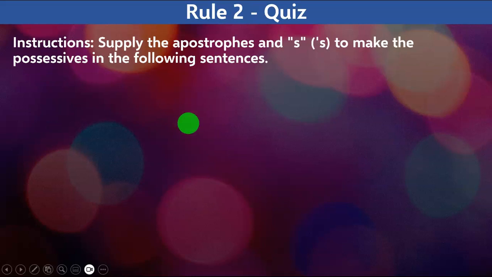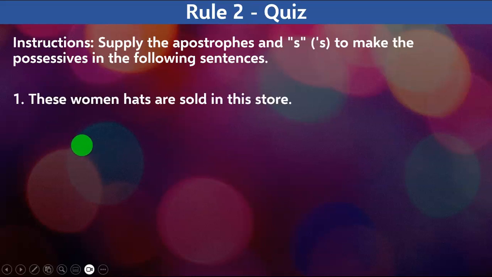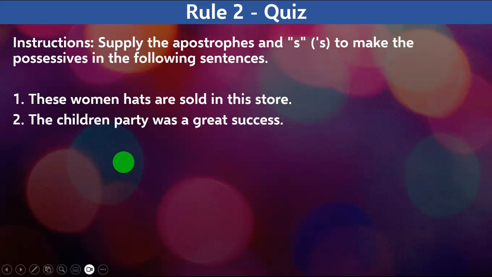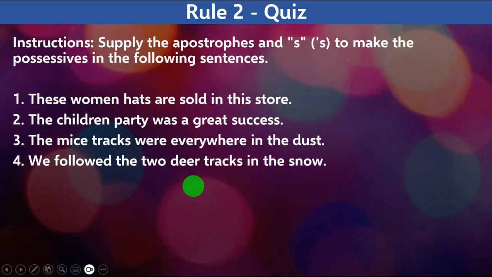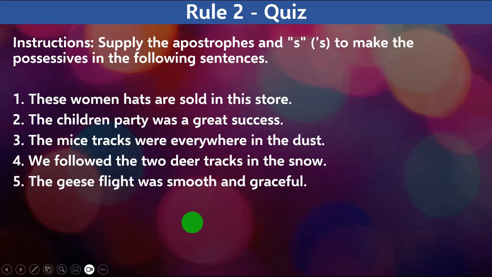Right, again, I'm going to give you 5 questions. Question number 1. These women hats are sold in this store. Number 2. The children party was a great success. Number 3. The mice tracks were everywhere in the dust. Number 4. We followed the 2 deer tracks in the snow. Number 5. The geese flight was smooth and graceful. All right, your 10 seconds for rule number 2 start now.